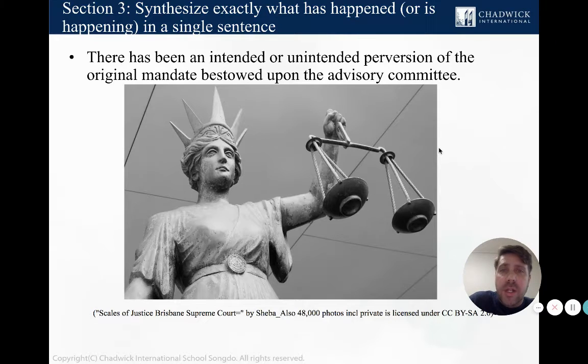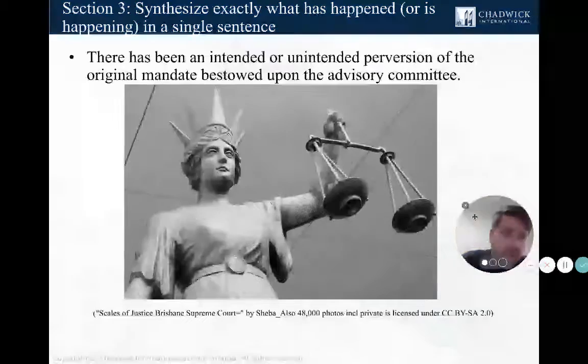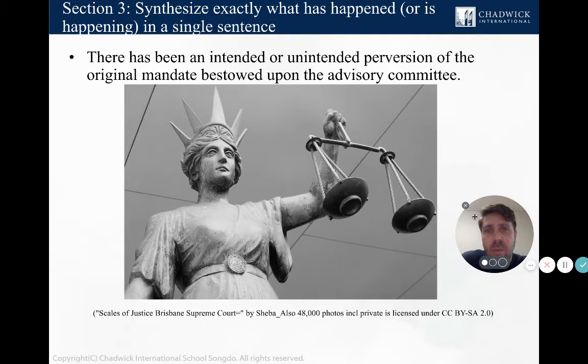I believe that there has been an intended or unintended perversion of the original mandate bestowed upon the advisory committee. I think it's important to keep that as intended or unintended. Obviously, we don't have enough information to make a statement that anyone has technically gone around and tried to pervert the process.